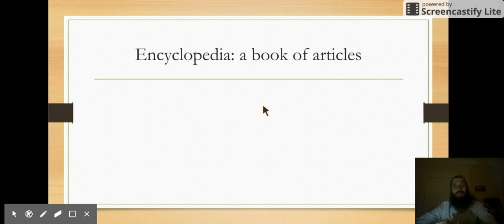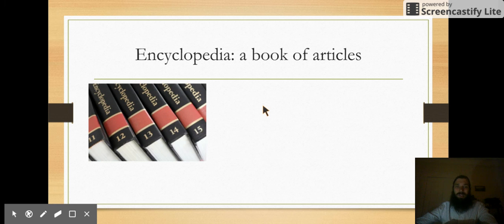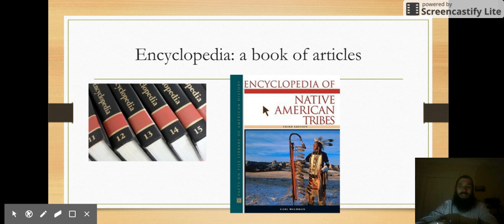Another source of information we have is an encyclopedia. An encyclopedia is a book of articles. Sometimes it's many different books because there's so many articles they can't fit in one book. This book is an encyclopedia of Native American tribes. That means it's a book of articles about Native American tribes.